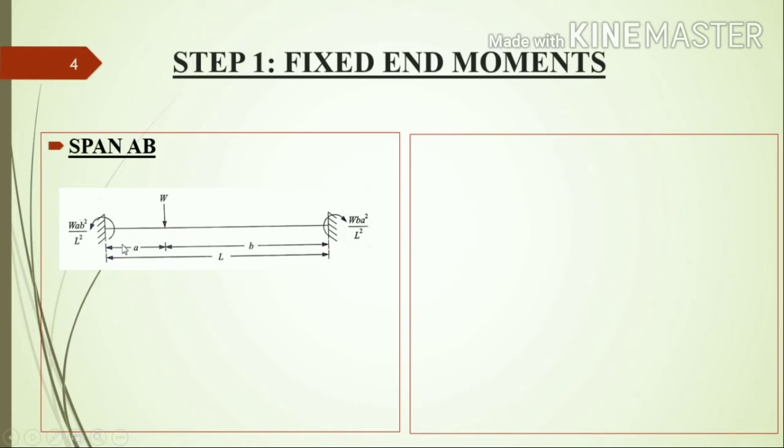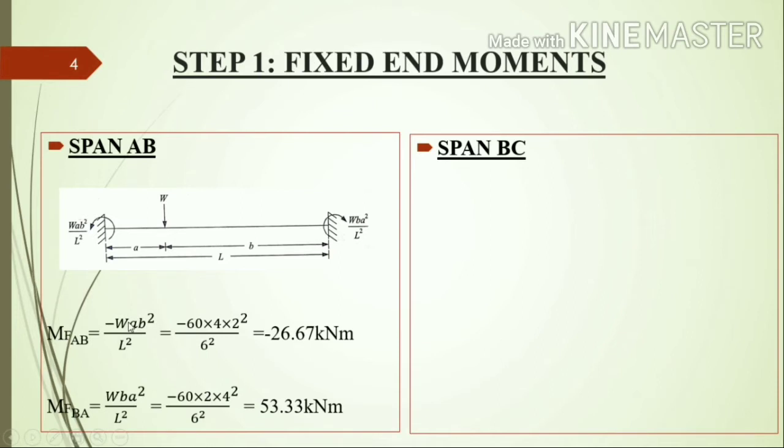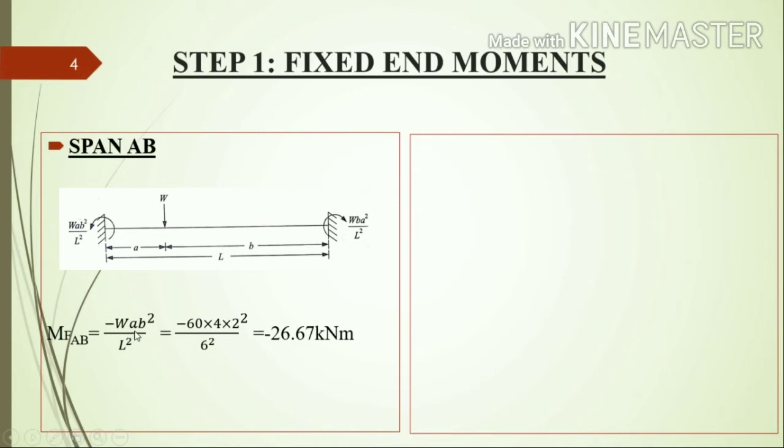So the fixed end moment along the member AB, M of AB, is equal to minus W a b square by L square. Here value of W is 60 and value of a is 4, value of b is 2 and capital L, the span, is 6. So substitute all these values, we get MFAB is equal to minus 26.67 kilonewton meter. Similarly, due to the unsymmetrical load, M of BA is equal to W a square b by L square. Then again substitute all the values W, a, b and L. We get M of BA is equal to 53.33 kilonewton meter.